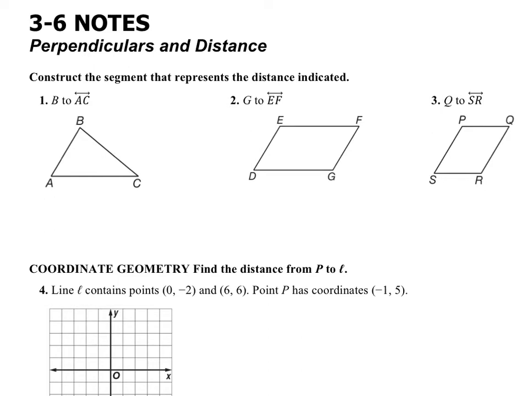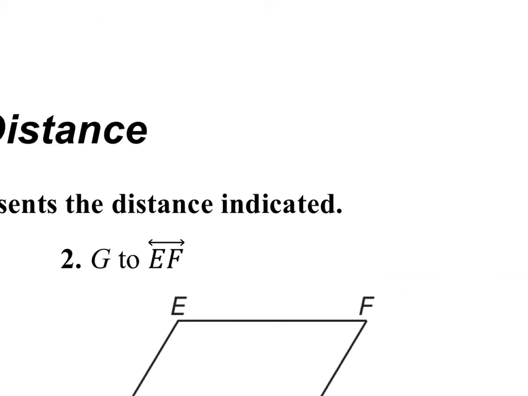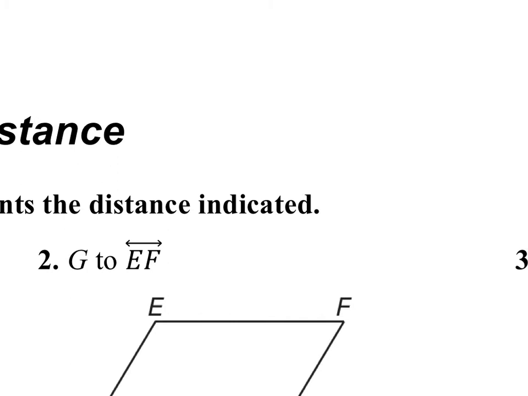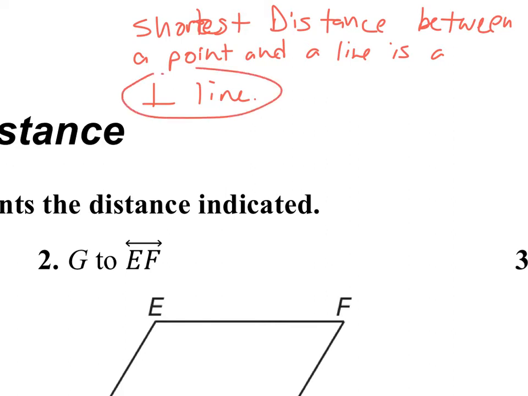This is a section about perpendiculars and distance. And the reason why we're talking about perpendiculars and distance in the same section is that we know that the shortest distance between a point and a line is a perpendicular line. Okay, so that's the idea. We can find the distance between lines by creating a perpendicular line.